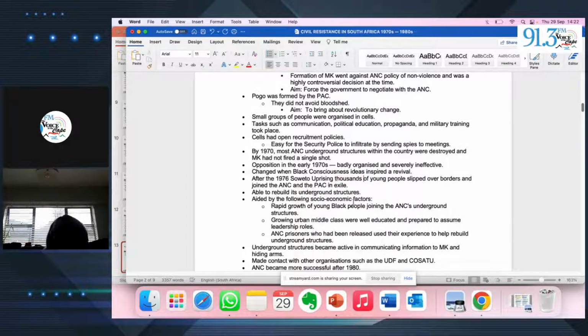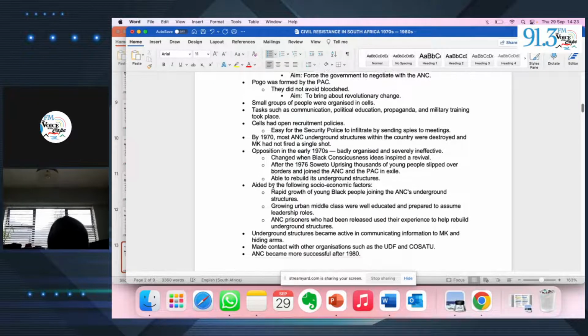After the 1976 Soweto Uprising, thousands of young people slipped over the borders and joined the ANC and PAC in exile. We'll speak about the 1976 Soweto Uprising in more detail just now. Because of this, they were able to rebuild their underground structures. They were aided by the following socioeconomic factors.